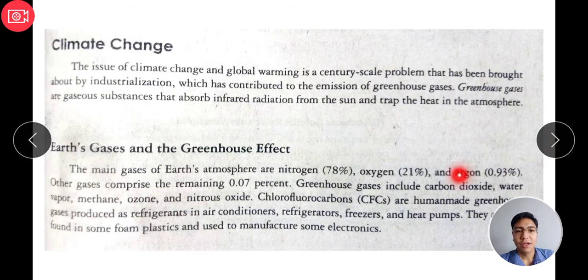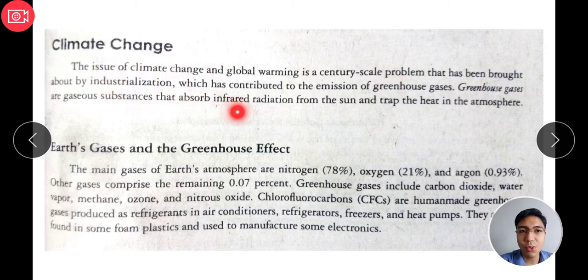Ayan, so, bukod sa mga factors na temperature, precipitation, proximity to mountain ranges, proximity to large bodies of water, ito yung nangyayari. Okay, another. Ito yung kailangan nating i-focus, yung climate change talaga, specifically the greenhouse effect. Yung climate change, matagal nang problema. Kaya nga sabi dito, century scale, hundreds of years, that has been brought by industrialization. So, as industrialization happens, ayun na, may climate change na tayo, because industrialization emits greenhouse gases. And those greenhouse gases, anong ginagawa nila?